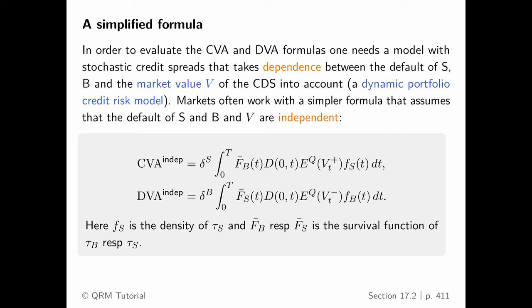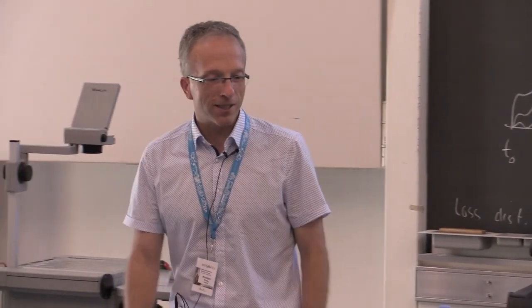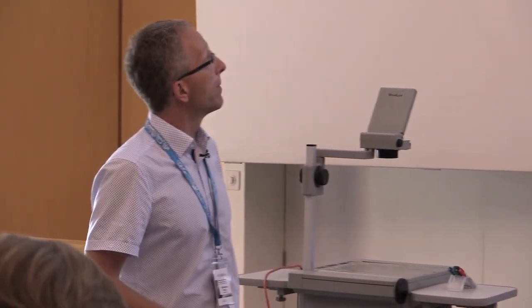As I said, we need simplified formulas to do that, and one way of simplifying this formula, which is being applied a lot, is to assume that, as I said, to evaluate the CVA and DVA formula correctly, you need a model with stochastic credit spreads that takes the dependence between the default of S and B and the market value of the CDS into account. So this would mean a dynamic portfolio credit risk model. And because you need a dynamic portfolio credit risk model to do it properly, that's why you find the counterparty risk at the end of the book at the moment, at least the formal treatment.